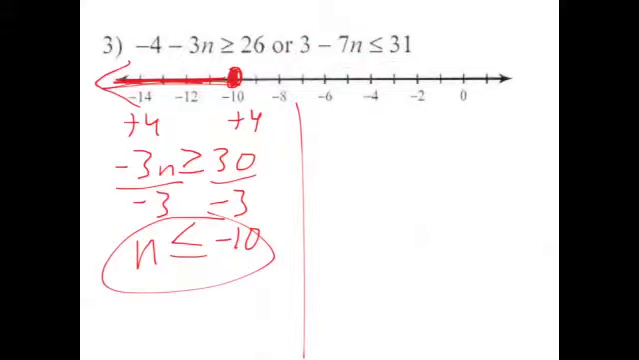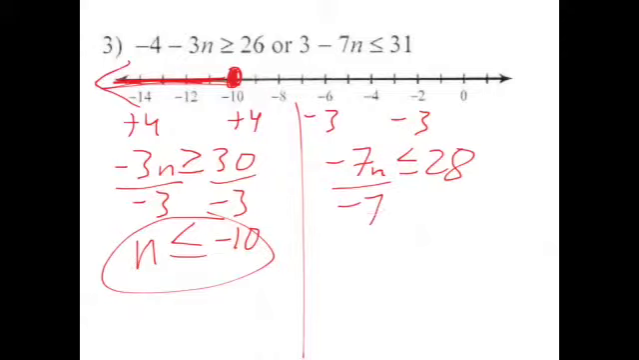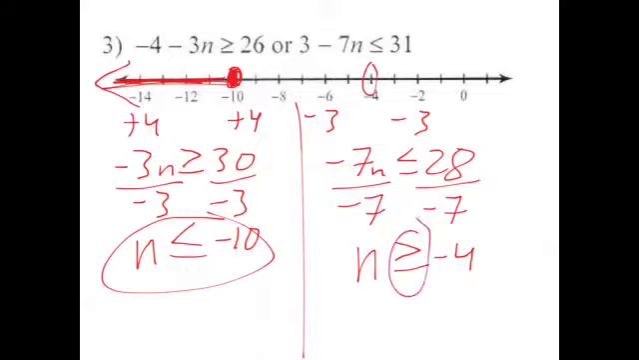On this right inequality, I'm going to subtract 3 from both sides to get negative 7n less than or equal to 28. And I'm going to then finish out by dividing both sides by negative 7. Anytime you divide by a negative, you need to switch the direction of your inequality. So I just flip that there, and 28 divided by negative 7 is negative 4. So now I'm going to graph that one. So put a circle at negative 4. I'm going to fill it in because it says greater than or equal to. And since it says greater than or equal to, I'm going to shade to the right.